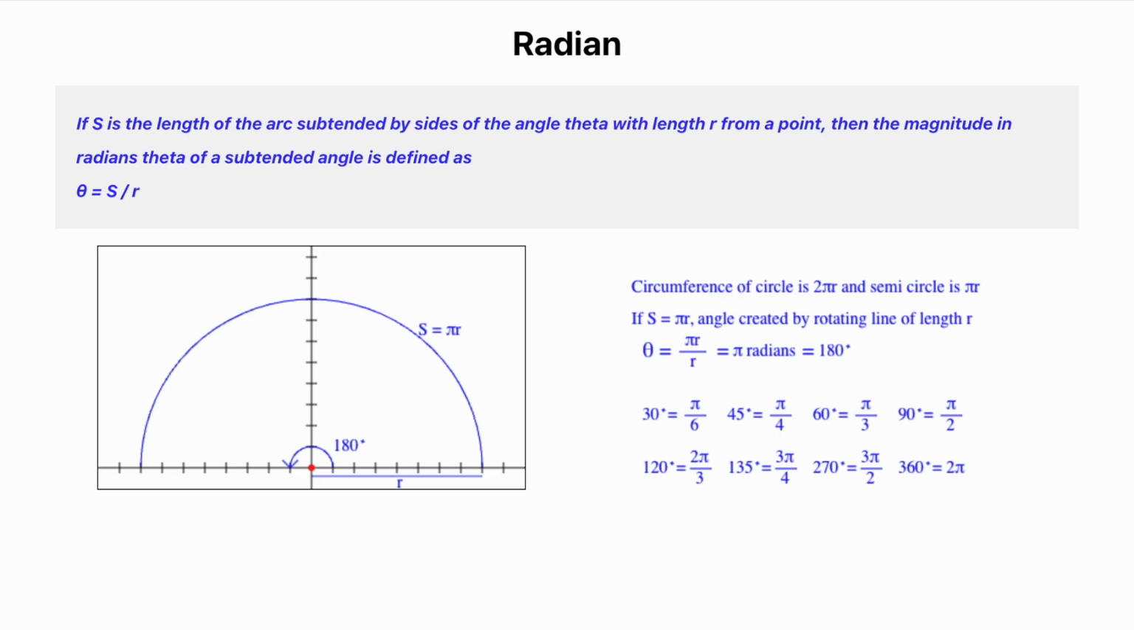then the magnitude in radians theta of a subtended angle is defined as theta is equal to S by r. Since circumference of a circle is 2 pi r and semicircle is pi r, if arc length S is equal to pi r, then theta is equal to pi r by r, that is pi radians. So 180 degrees is pi radians. These are the radian measurements of a few angles.